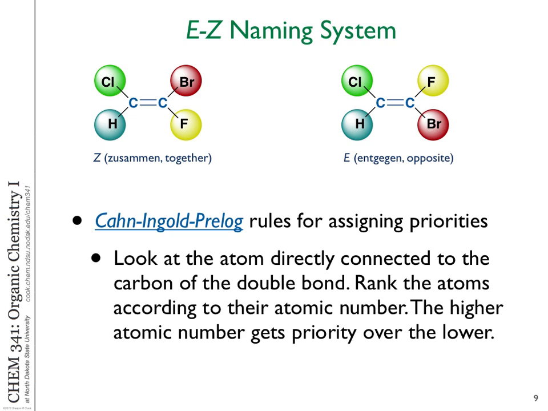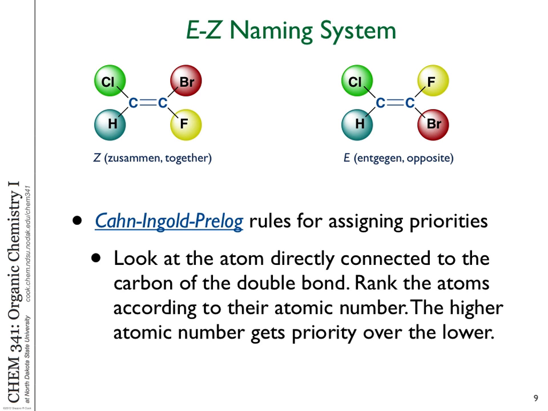So since groups could be all kinds of different things, we need to have a systematic way to designate priorities of groups. What gets highest priority, what gets lower priority. And so there's this set of rules which are referred to as the Cahn-Ingold-Prelog rules, which designate how we distinguish priorities. And the first thing to consider is the atom that's directly attached to the carbon. We rank it according to the atomic number of that atom.